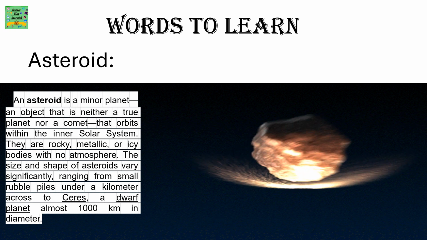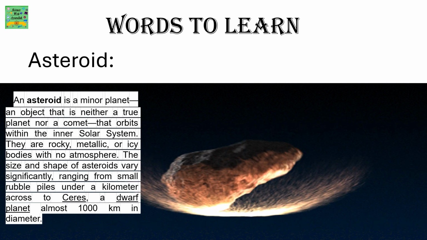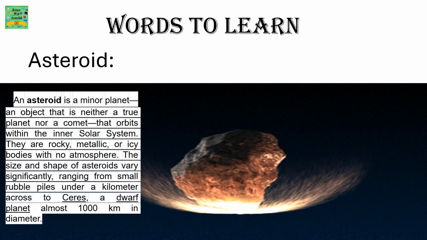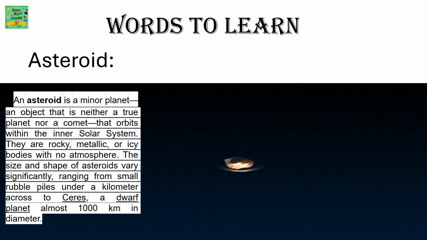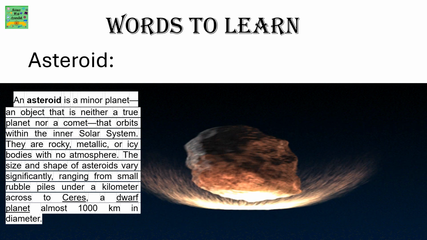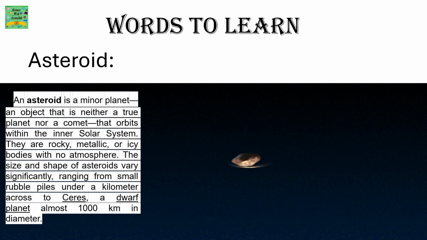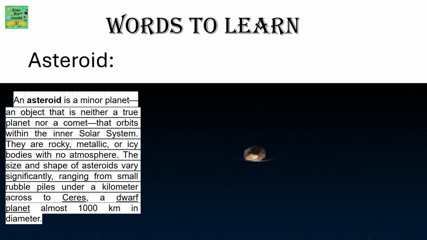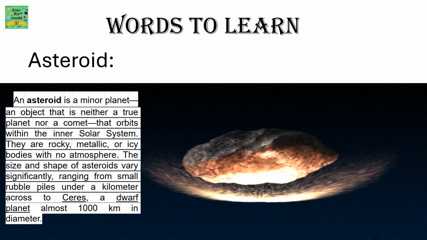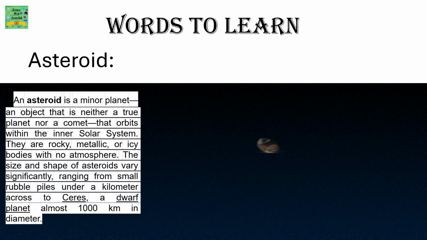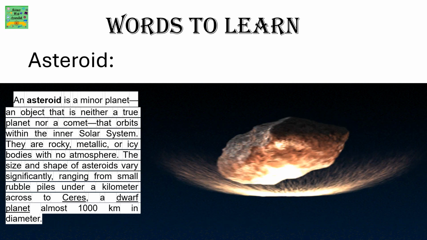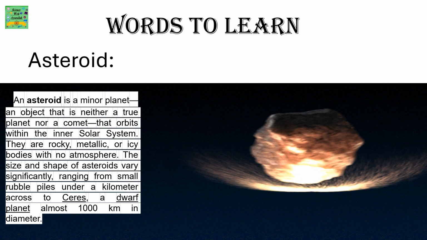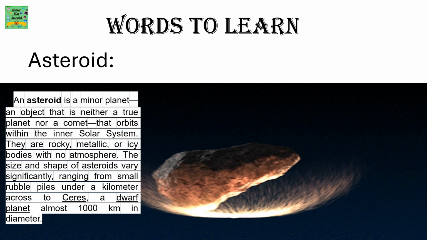Words to learn. Asteroid. An asteroid is a minor planet, an object that is neither a true planet nor a comet, that orbits within the inner solar system. They are rocky, metallic, or icy bodies with no atmosphere. The size and shape of asteroids vary significantly, ranging from small rubble piles under a kilometer across to Ceres, a dwarf planet almost 1,000 kilometers in diameter.